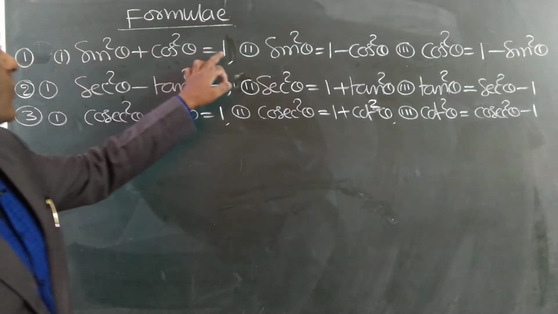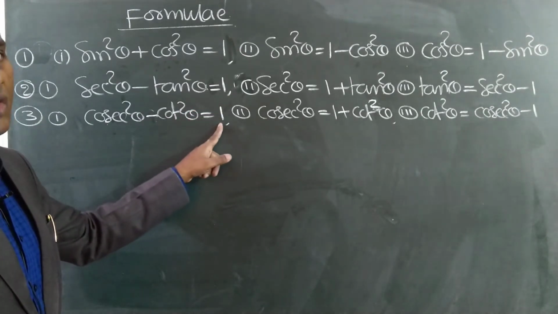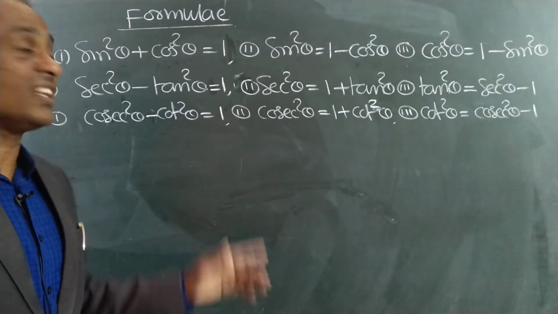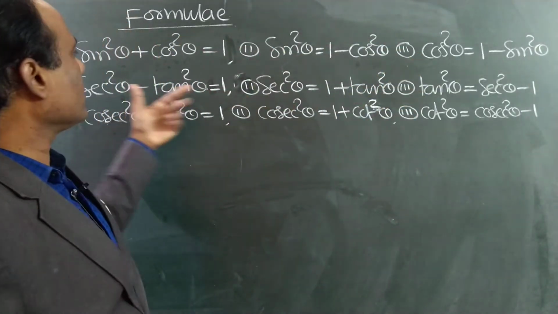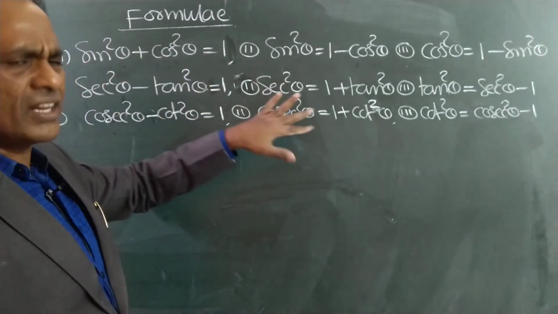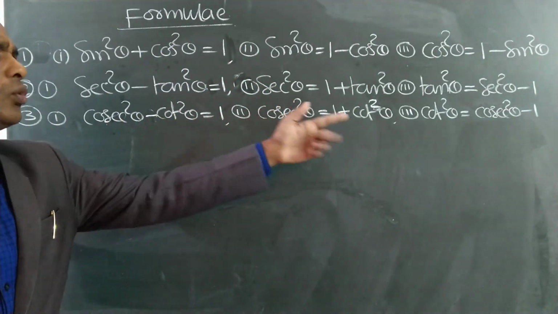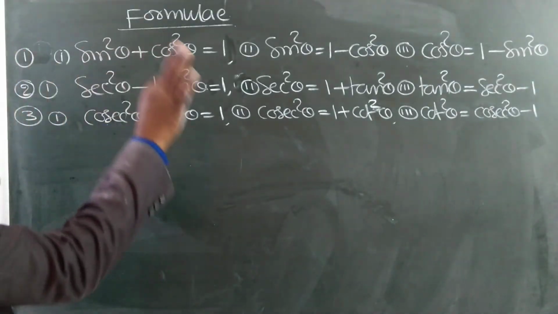Sin square plus cos square is equal to 1. Secant square minus tan square is equal to 1. Cosecant square minus cot square is equal to 1. I derived all the three identities. These are called identities, and each can be done in two more ways, taking one term to the right side like that.